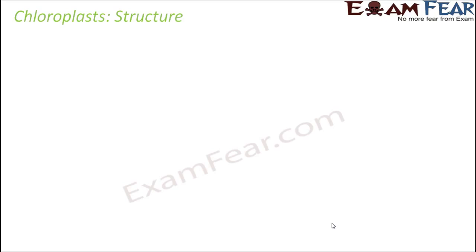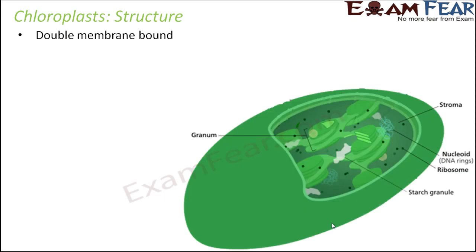Now let us talk about the structure of a chloroplast. What all does the chloroplast consist of? Now the structure of chloroplast is again something very important and something a little complex as well. So it is again a double membrane bound organelle. So you have two membranes, one outer membrane and one inner membrane. So here you can see this is the structure of the chloroplast. So here you have the outer membrane and this is the inner membrane.